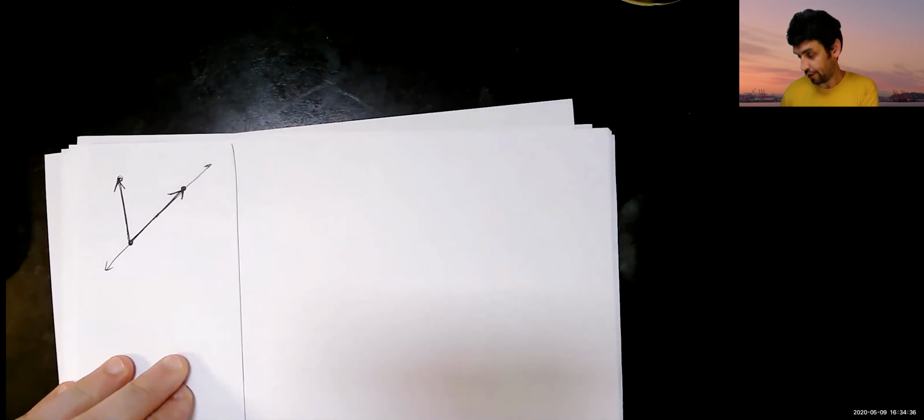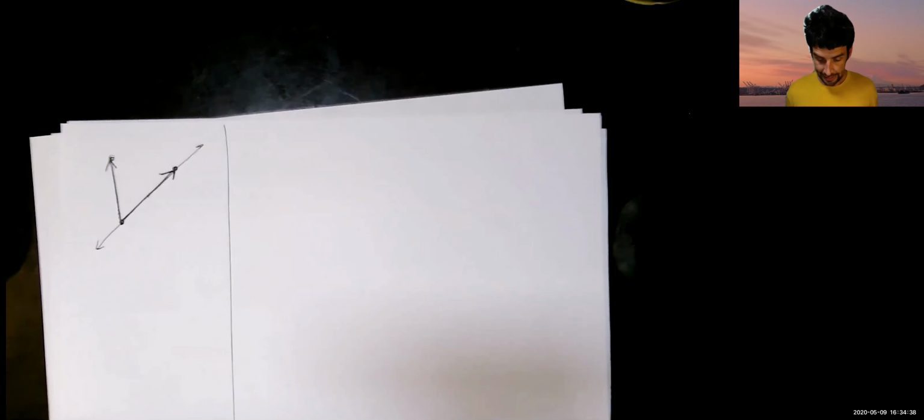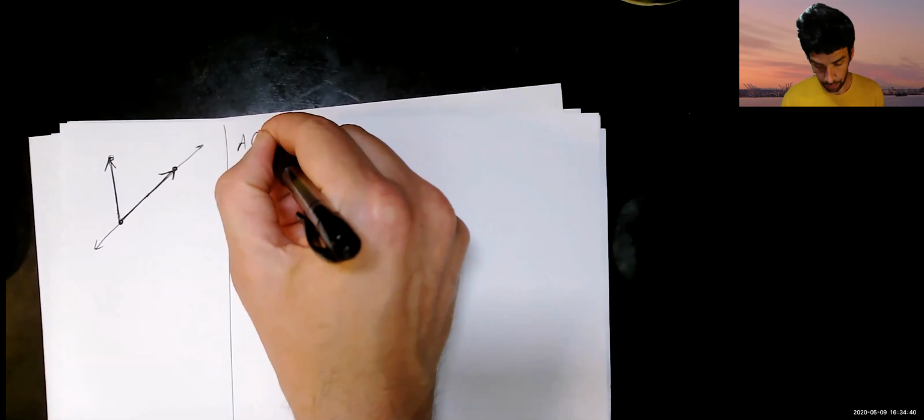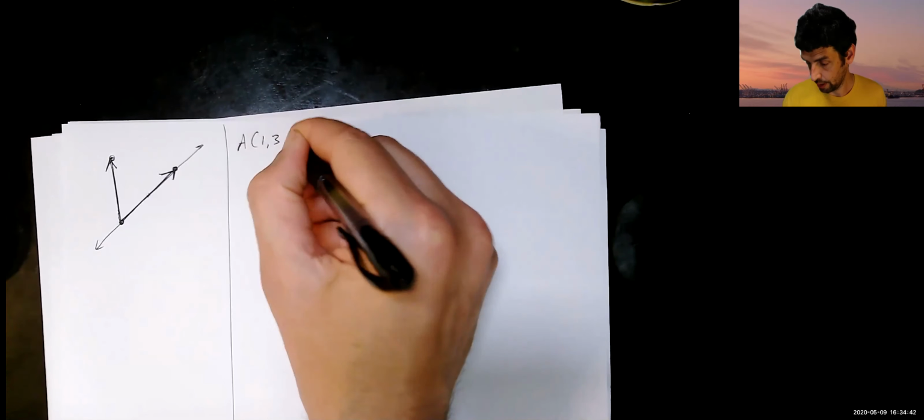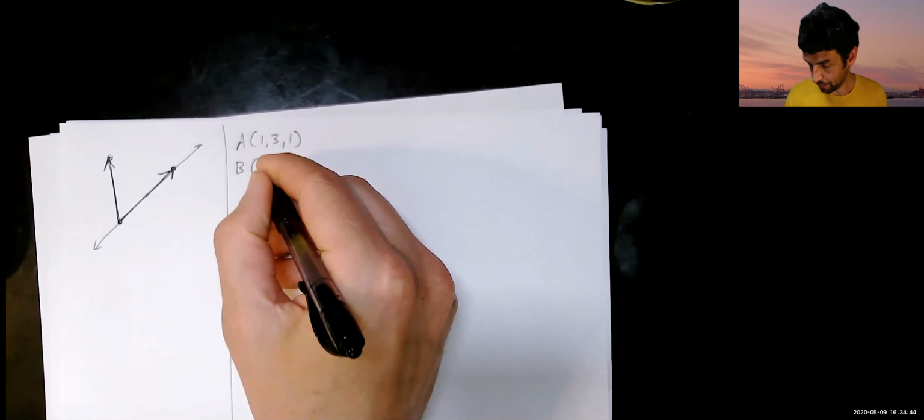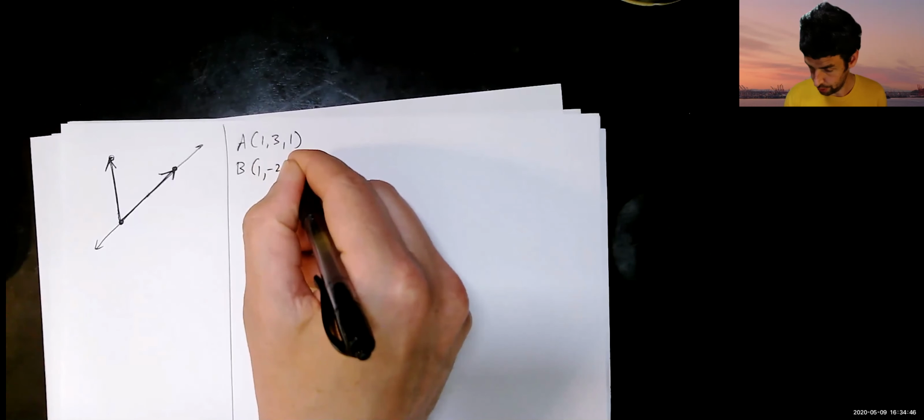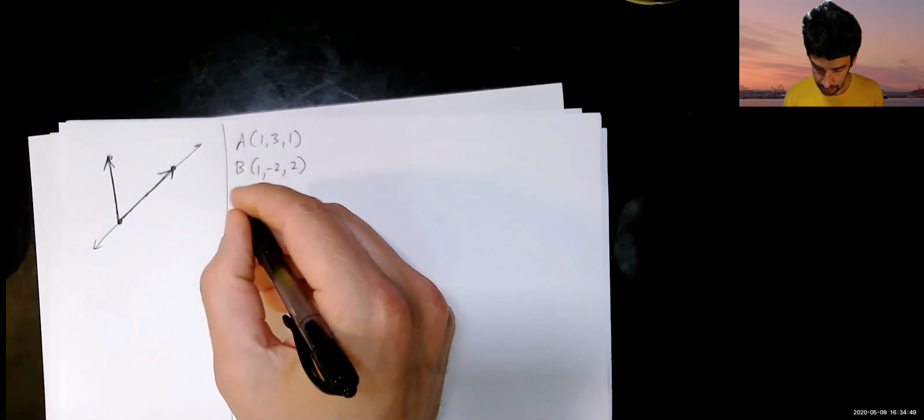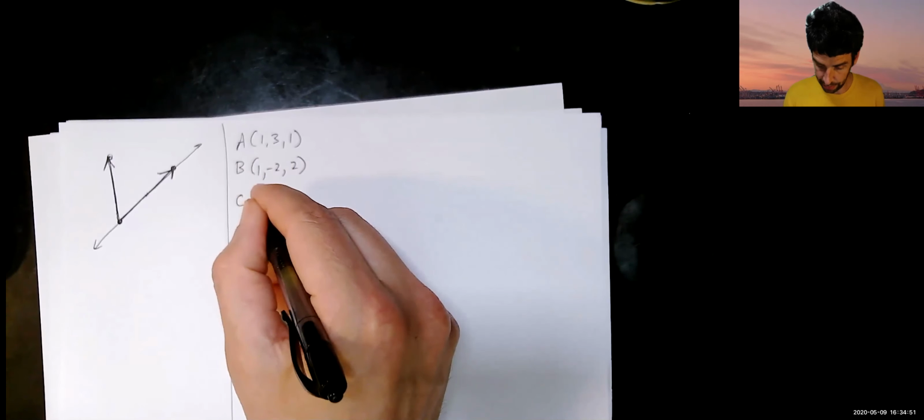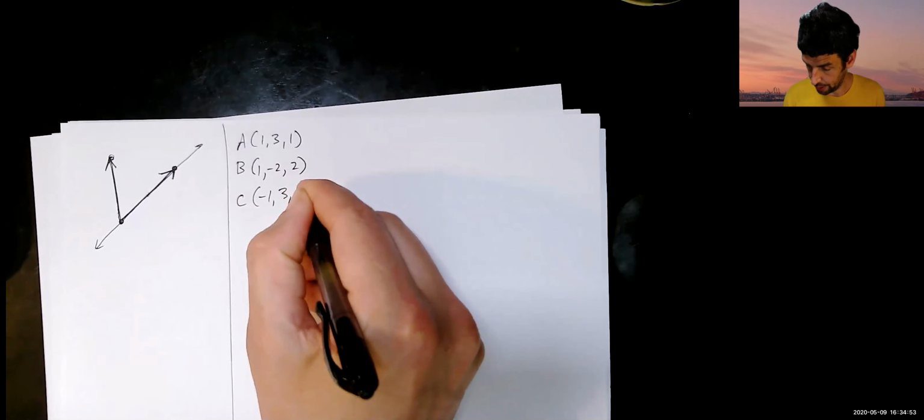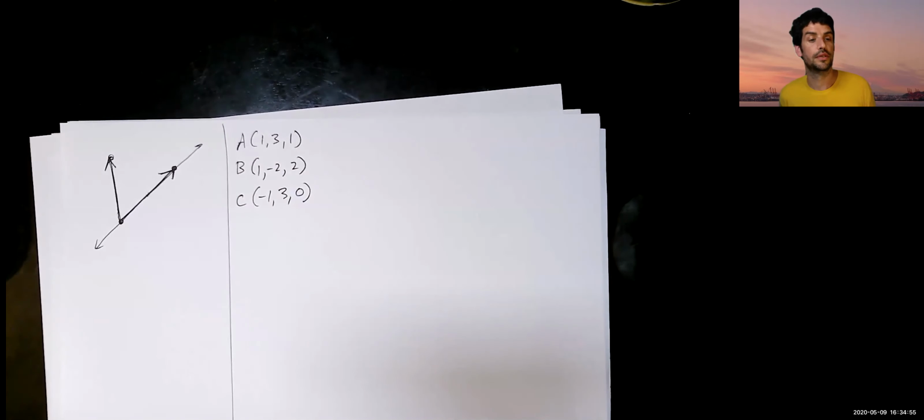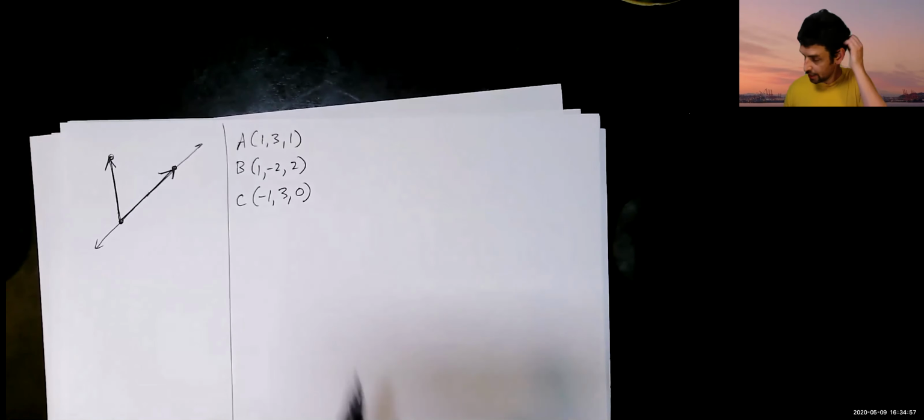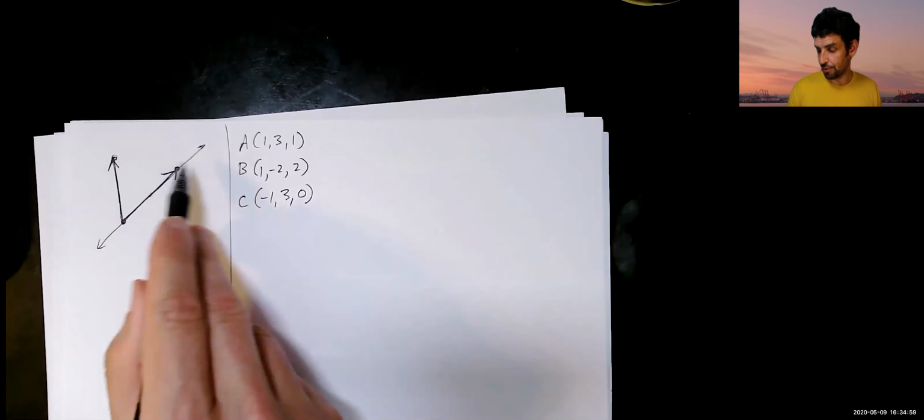So let's do this. Let's take 3 points. A is the point 1, 3, 1. B is the point 1, -2, 2. And C is the point -1, 3, 0. Okay. So imagine these are like the 3 points that I have.